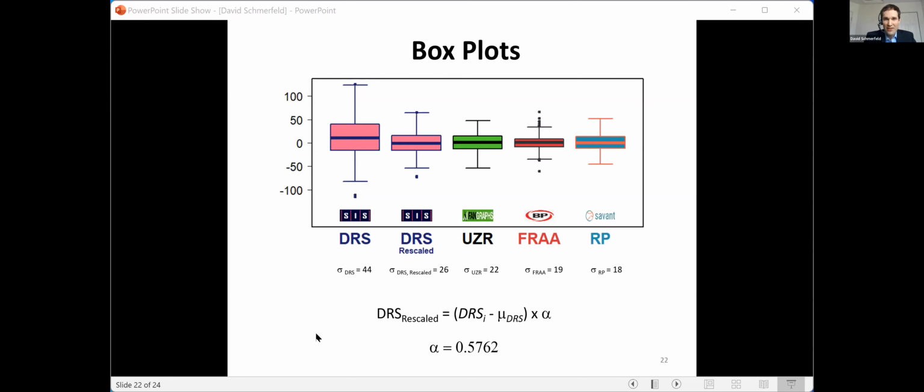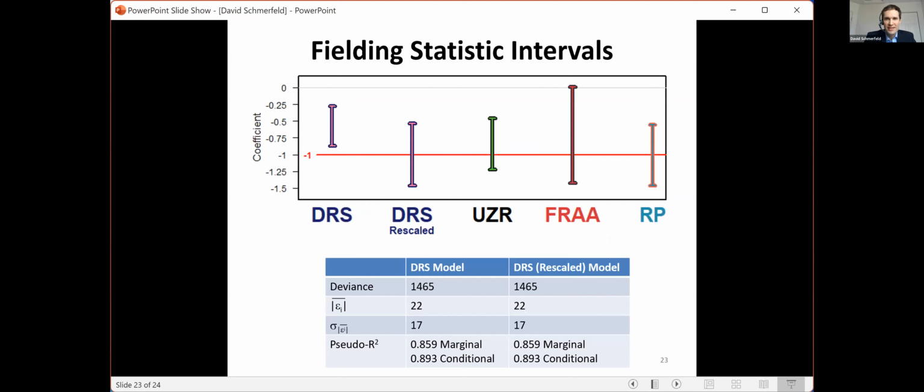Now, when we rescale like this, the interval is going to become centered around 1, and we're going to keep the same model fit. The model fit is going to be the same because correlation doesn't depend on scale, and model fit is based on correlation. So as you see in the table at the bottom, the deviance, error terms, and R-squared terms all stay the same between the DRS model and the DRS rescaled model, while the rescaled DRS more accurately represents fielding as 1 run saved.